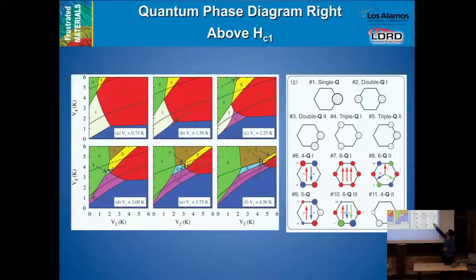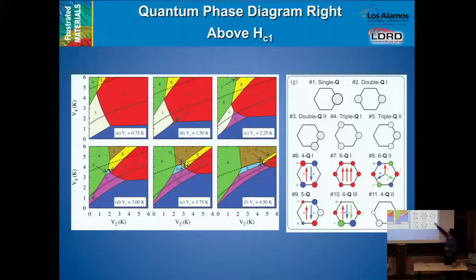This scheme simply shows the amplitude of the order parameter components on each of the Qs. So, for instance, this will be a single Q state. You only have weight in one of the Qs, so the other Qs have zero weight. This is a double Q state. This is another kind of double Q state. This is a triple Q state. It's another type of triple Q state that appears in the phase diagram.